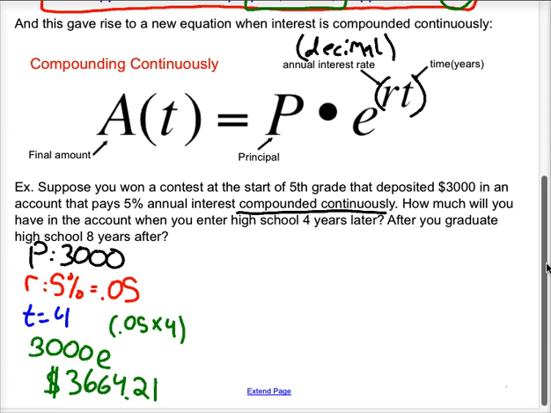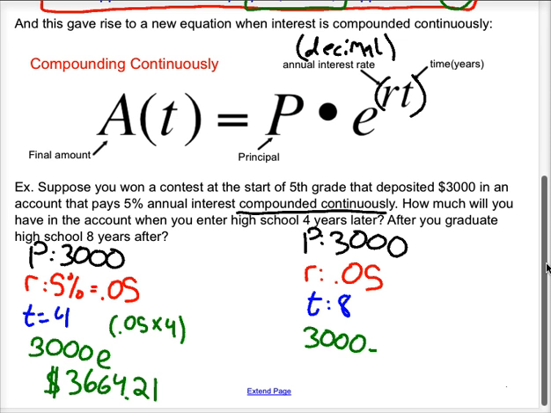Now, there was another question in here. We just looked at 4 years, after you enter high school. Now it wants to know, what about 8 years? When you leave high school, how much money would you have? Well, you're starting with that same amount. That rate is going to be the same, 0.05. This time, though, we're talking about a greater t. We're talking about a t of 8 years. And that's what I'm going to be plugging into my equation.